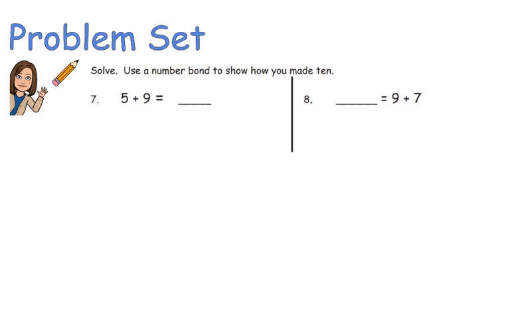Alright, last 2 on our problem set. Let's see, we have use a number bond to show how you made 10. Okay. So let's start by drawing our number bond. So we're going to do our number bond from the number 5 like this. So you're going to go from 5, you're going to draw a line and a circle, and another line and a circle.